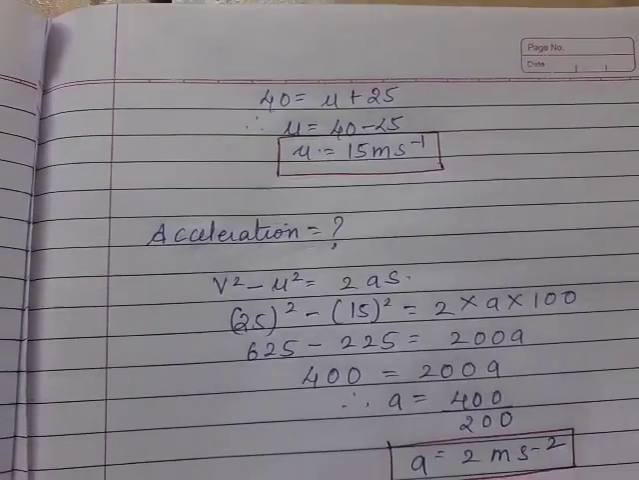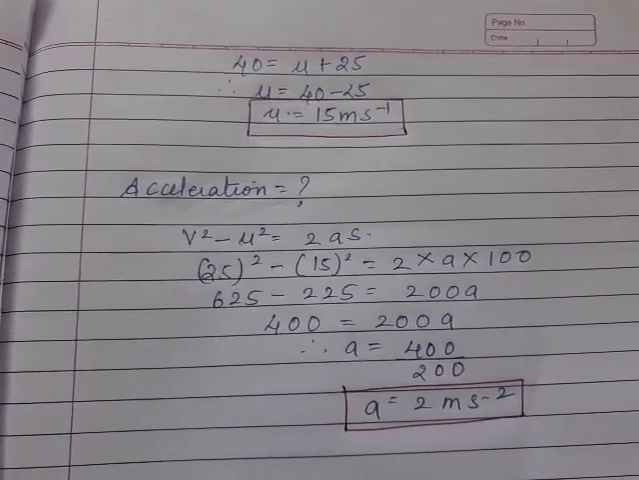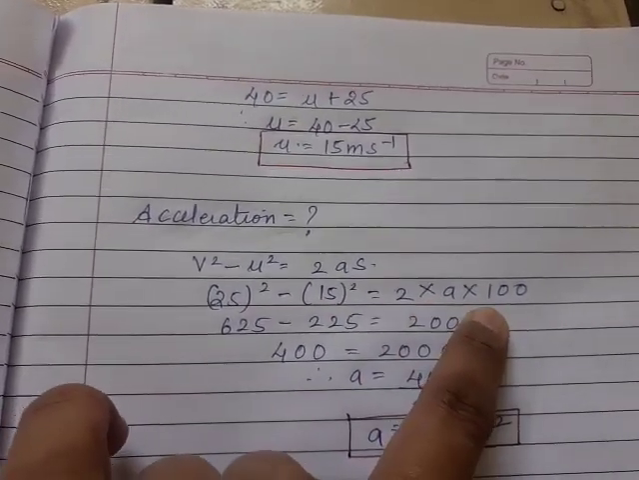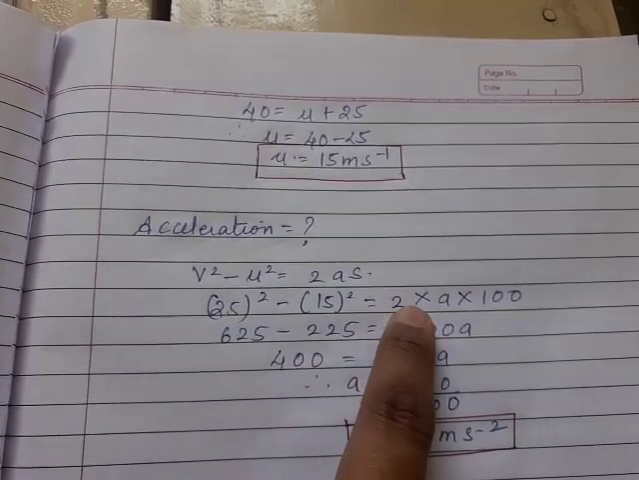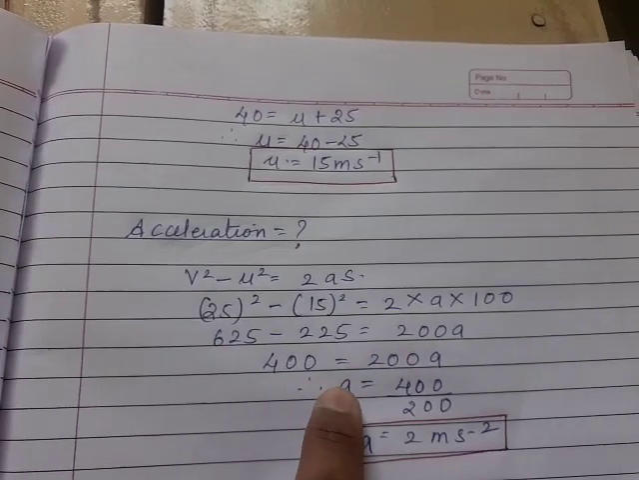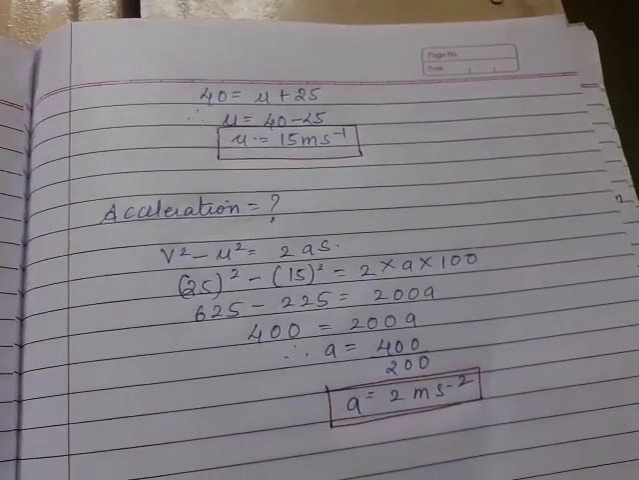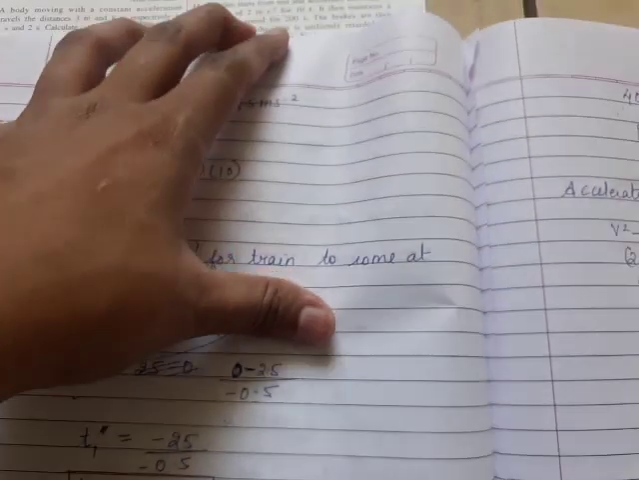Acceleration: v square minus u square equal to 2as. So v square 25 square minus 15 square equal to 2 into a into 100. S is 100. 625 minus 225 is 400. 2 into 100, 200a. 400 equal to 200a, a equal to 400 upon 200, a equal to 2 meter per second square. So here you got the acceleration as well as the initial velocity. So this was the ninth numerical.